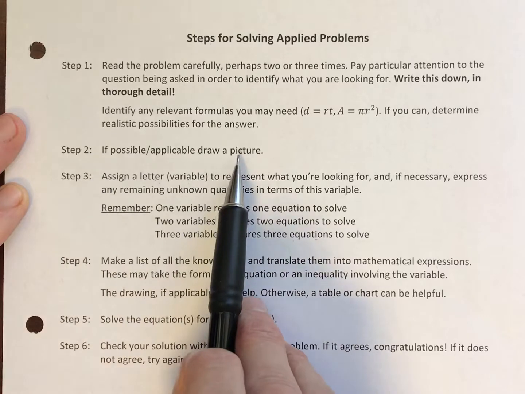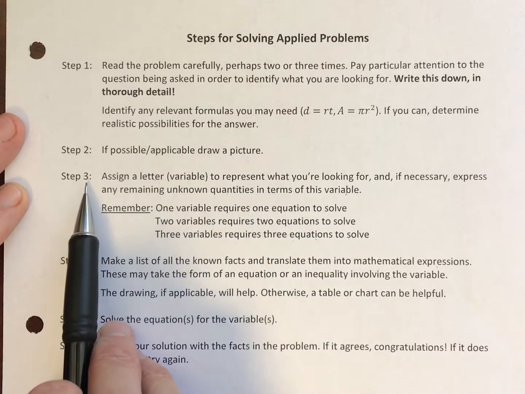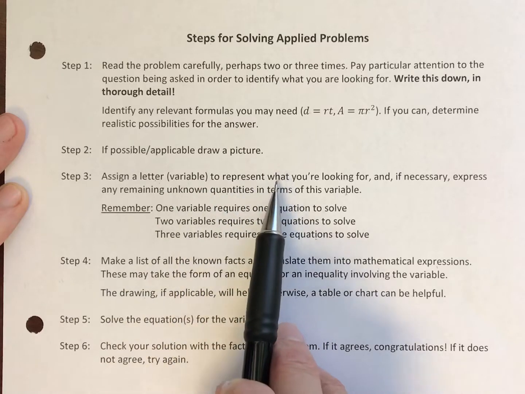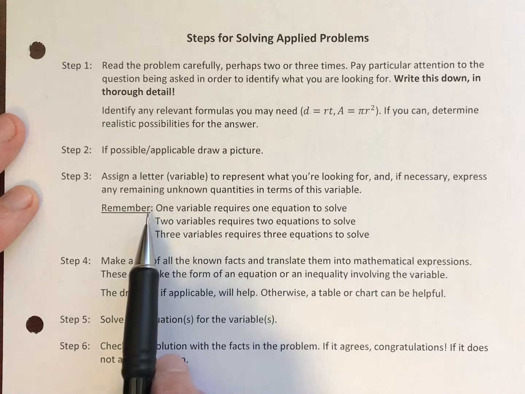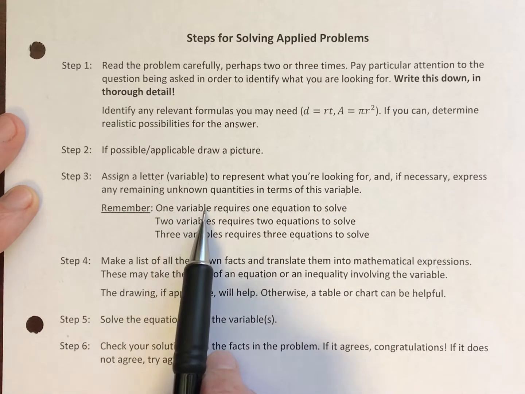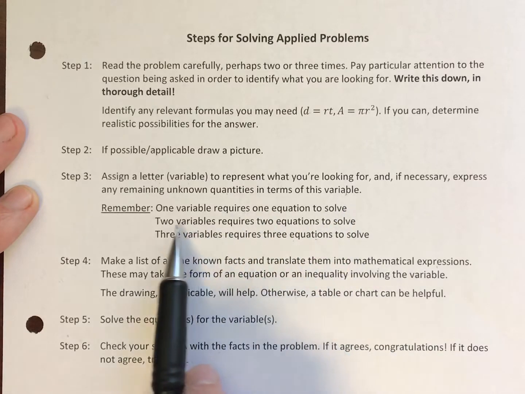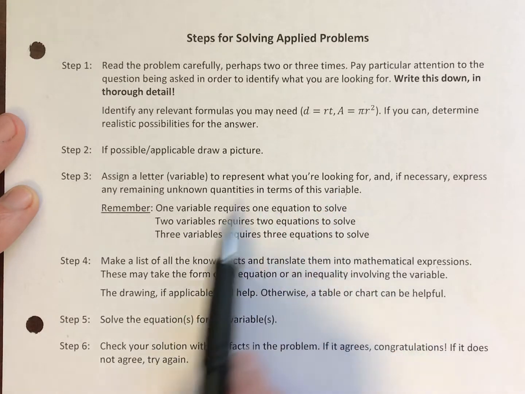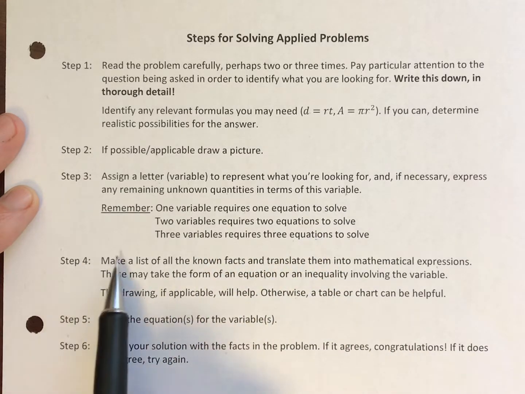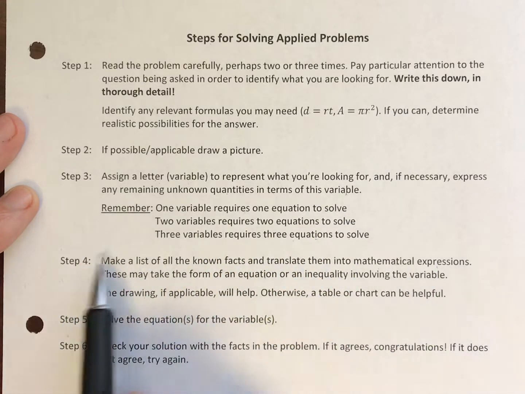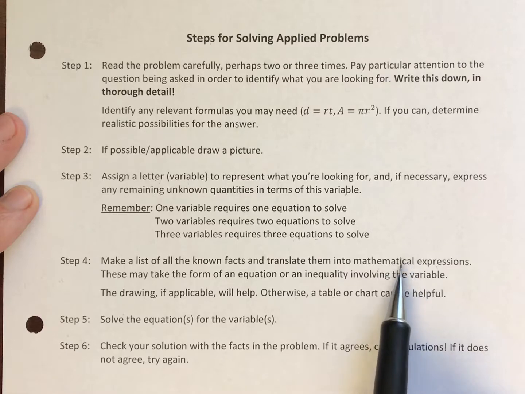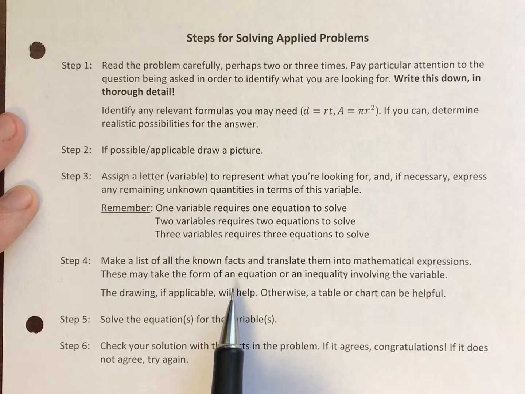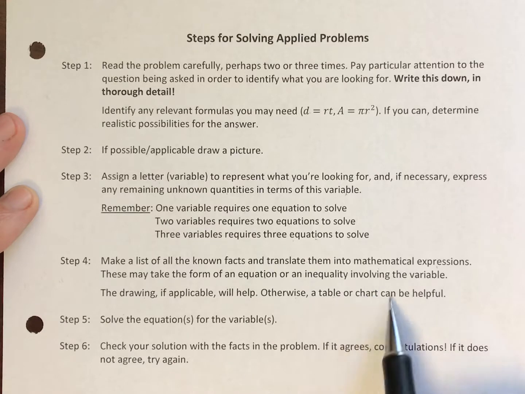In step 2, can you draw a picture that will help you? In step 3, assign a letter or variable to represent what you're looking for, and as best you can, minimize the number of letters, because as we know, one variable can be solved with one equation, but as soon as you go to 2, you need 2 equations, and as soon as you go to 3, you need 3 equations. Step 4, which I talked about in the previous video lecture, is probably the most difficult. List all your facts. We have to translate those into mathematical expressions, and we need to come up with an equation. And here's where we're going to spend a lot of time with the chart, the table we just talked about.